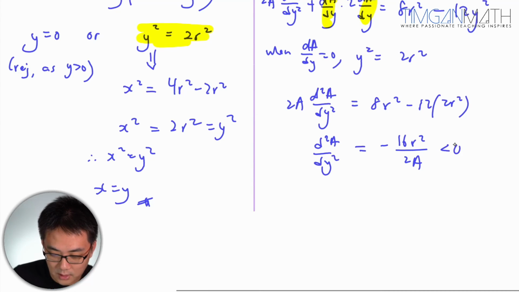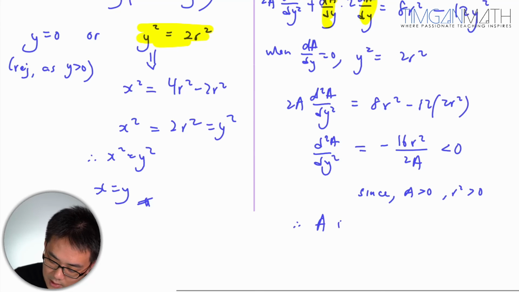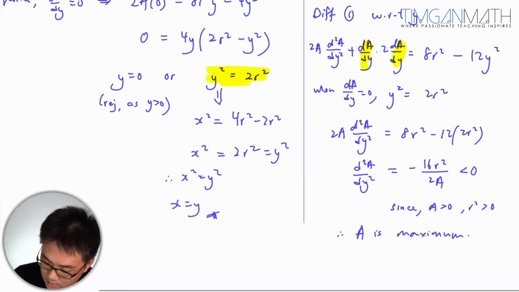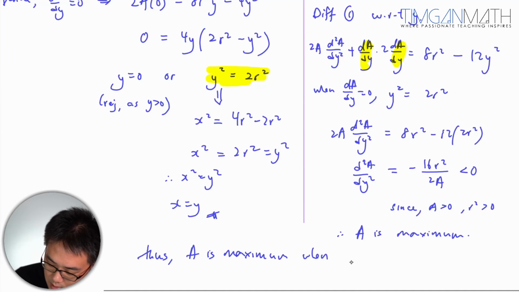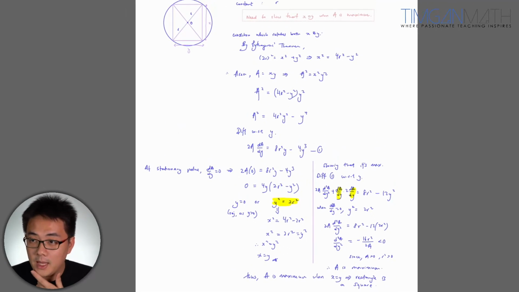Okay, because r squared is positive and A is positive, hence A is a maximum. Thus A is a maximum when x equals y, which means the rectangle is a square. Okay, that's how you show this question here.